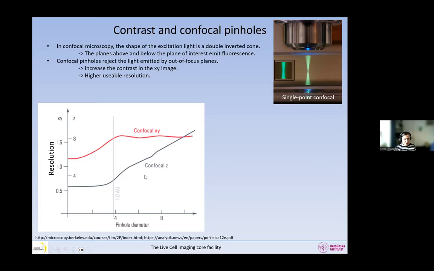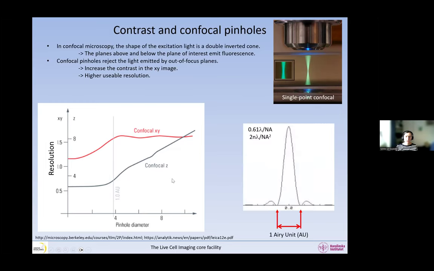Now, what is the one Airy unit? I said this once, so I just want to remind you. People who use a confocal have a little button in general called 1AU. And so this is a cross section across the point spread function. So we can see here the main lobe, and these are the rings. And so this is the main lobe, and these are the two radii here and here. One Airy unit is the distance of the diameter of the first ring, the first dark ring, on the point spread function.